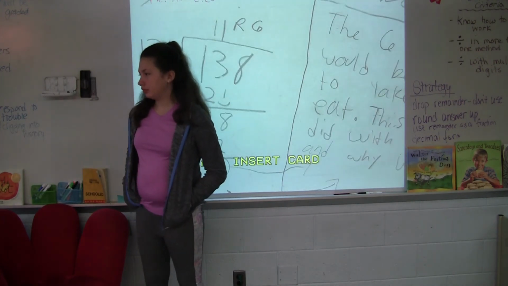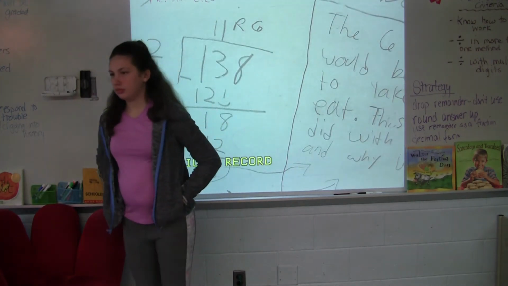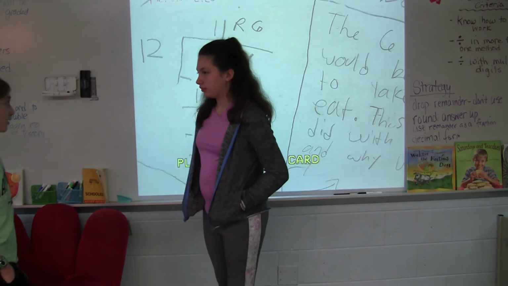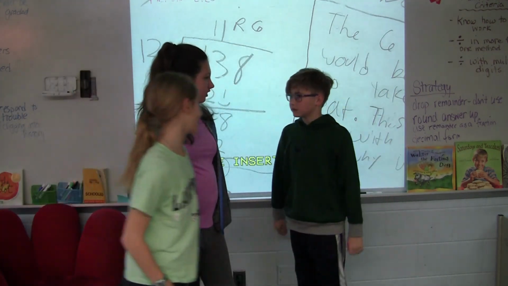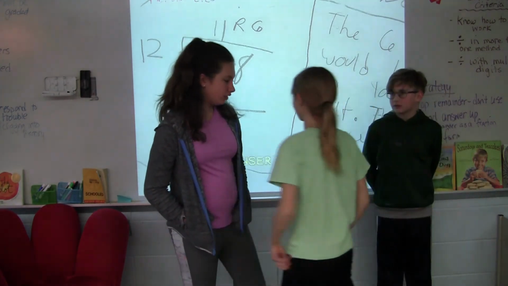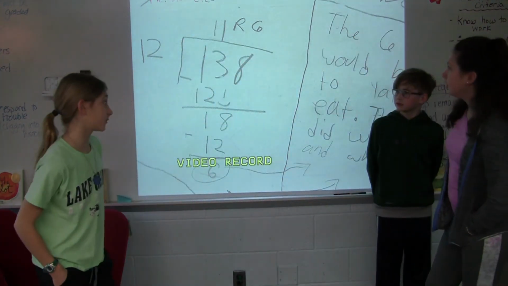Got it. Go. All right, so the bagel shop has 138 bagels to be packed into boxes of 12 to be sold. The extra bagels are for the workers. How many bagels will the workers get, and what did you do with the remainder? Please don't explain the division. Please explain what you did with that remainder.